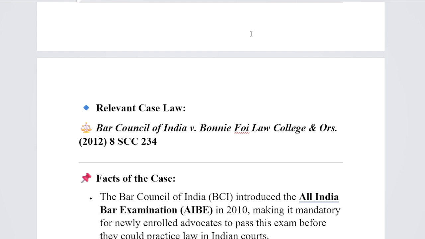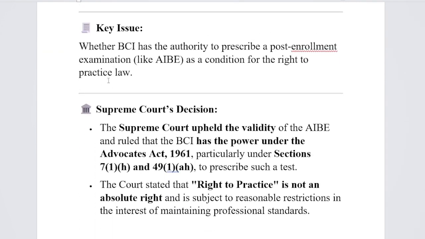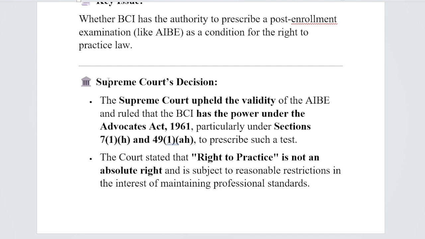Here in Bar Council of India versus Bonnie Foi Law College and others, it has been upheld by the Supreme Court that the Bar Council has the power to make the rules for the entry of advocates, to enroll as advocates, and to pass the exam conducted by the All India Bar Examination, that is AIBE. This aspect has been clarified, and you have to write this and discuss certain sections of the Advocates Act, that is section 7(1)(h) and section 49(1)(ah).